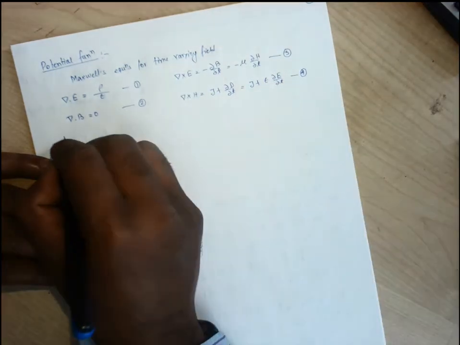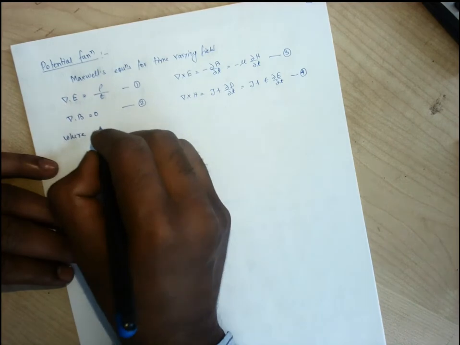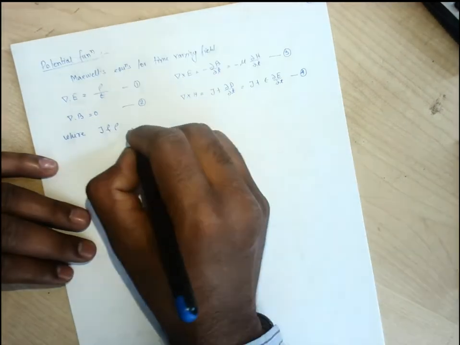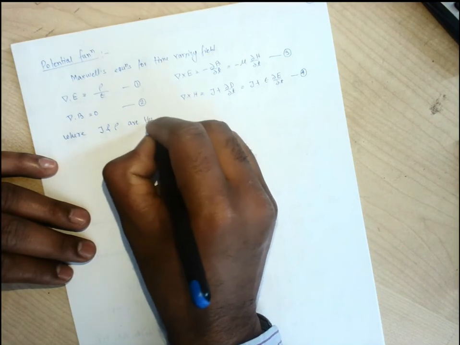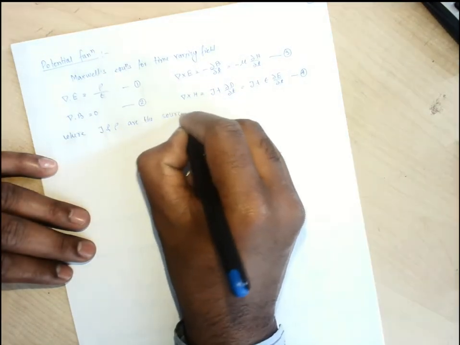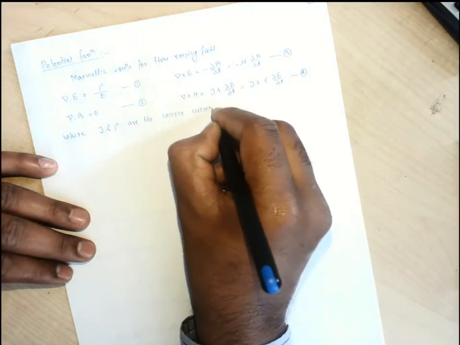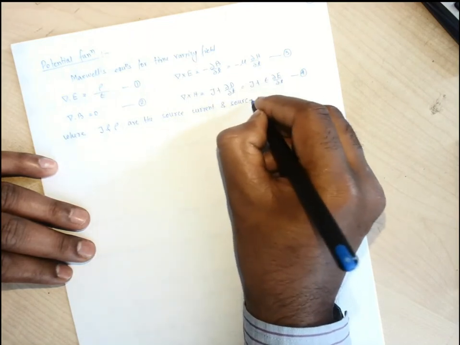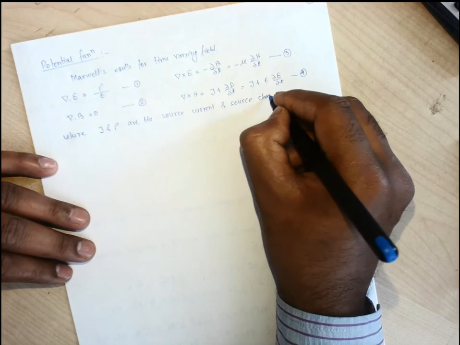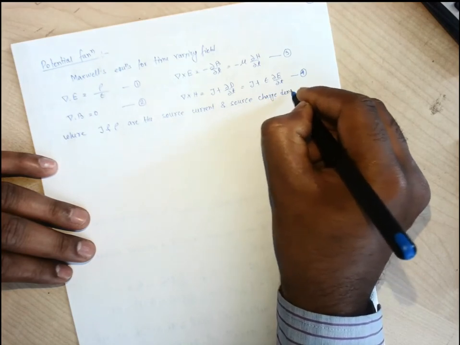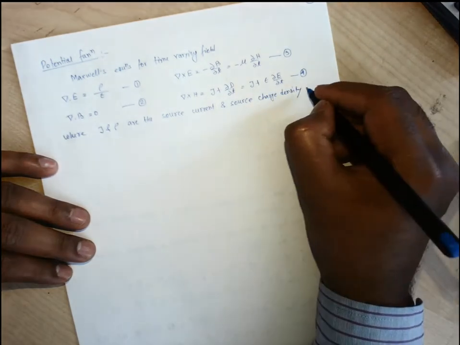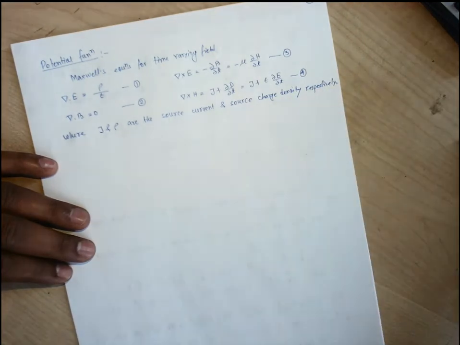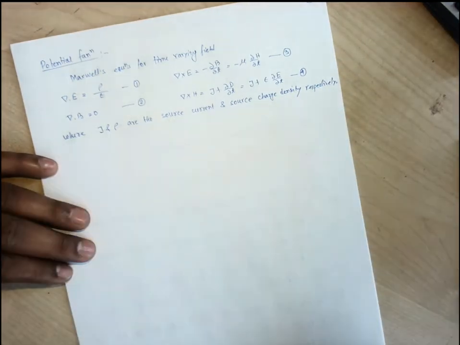Where this J and rho are the source current and source charge density respectively. So these are the source current and source charge density.